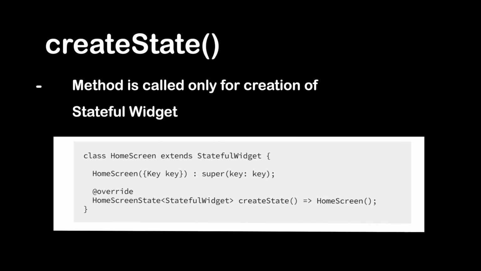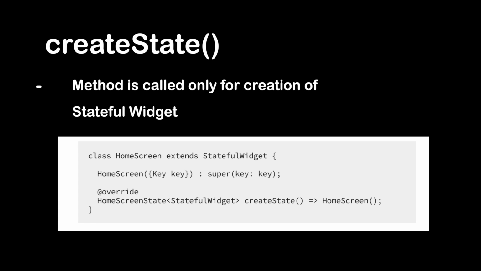Firstly, create state. This method is called when we create another stateful widget. It is an obligatory strategy. The create state returns a case of a state related with it.